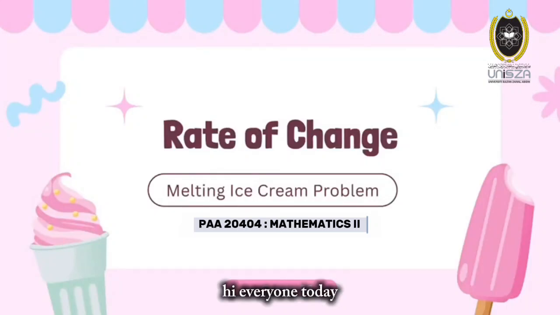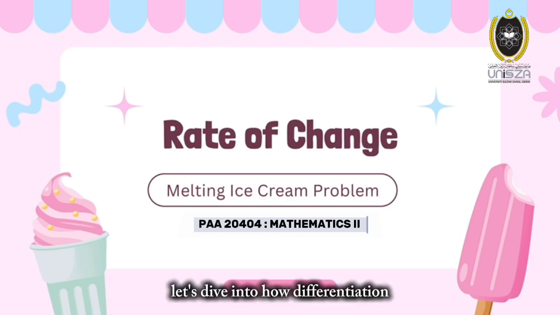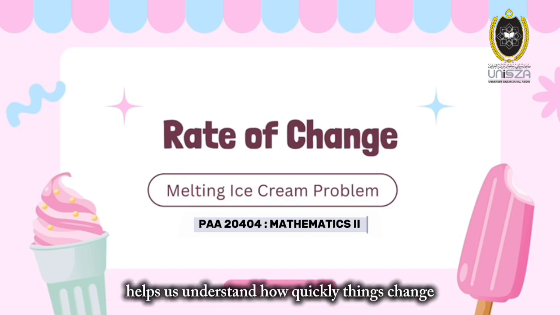Hi everyone! Today we'll explore the rate of change using a real-life example, the melting ice cream. Let's dive into how differentiation helps us understand how quickly things change.